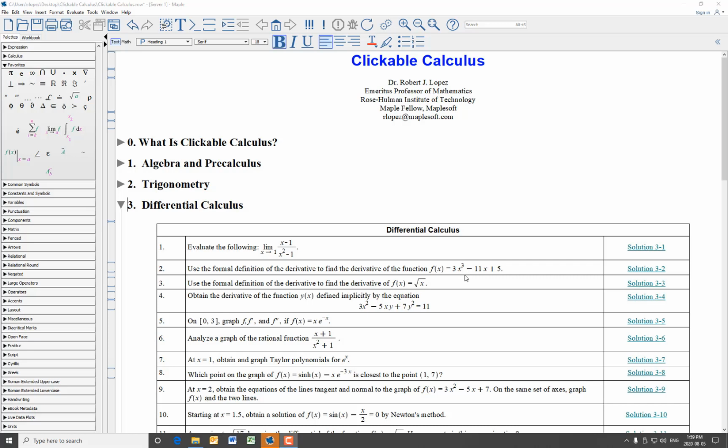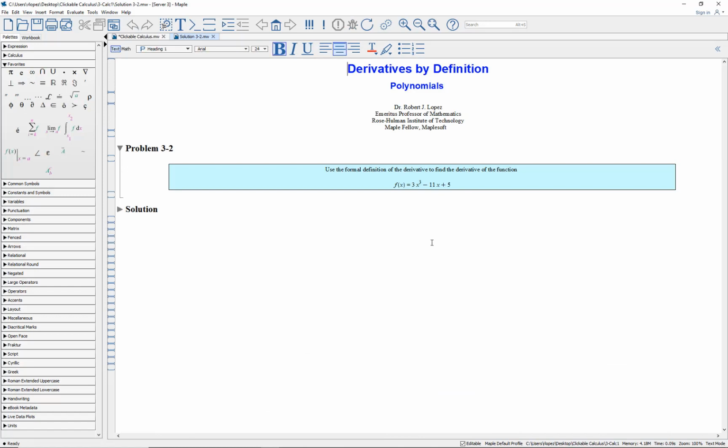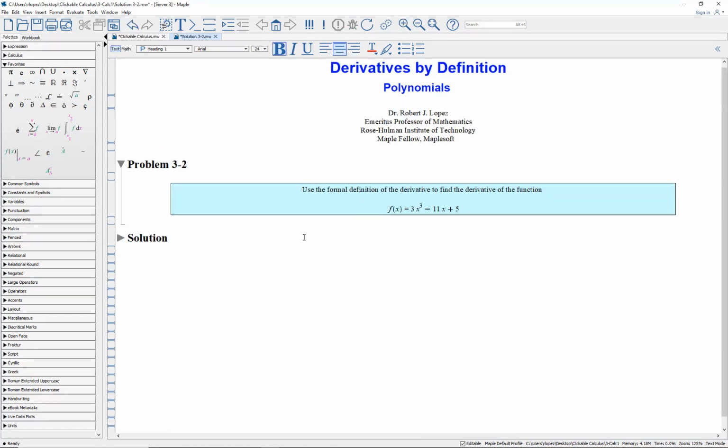Assuming that the derivative has been introduced pictorially, graphically, numerically, the secant line approaching the tangent line, etc., then some calculations where analytically you apply the definition of the derivative as the limit of the difference quotient. So here is a typical problem in which the function is a polynomial.